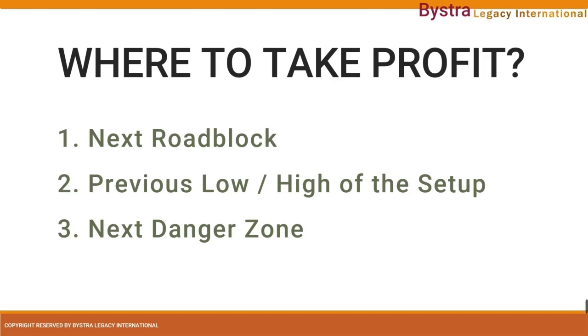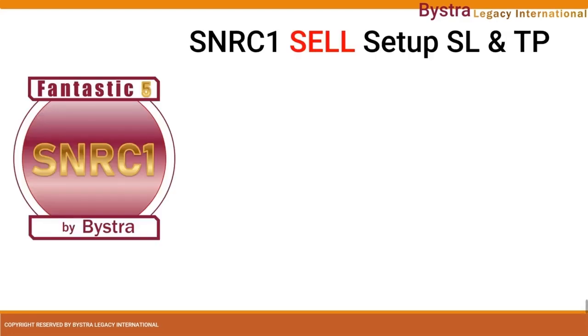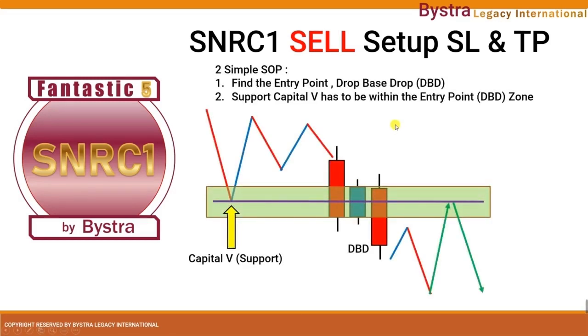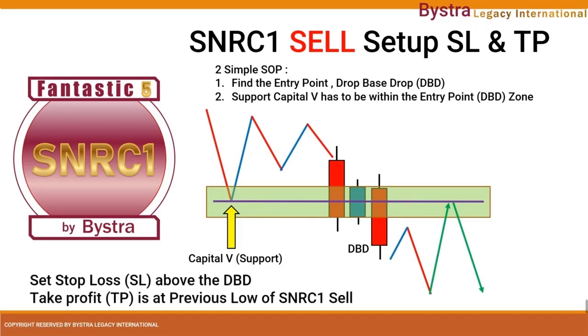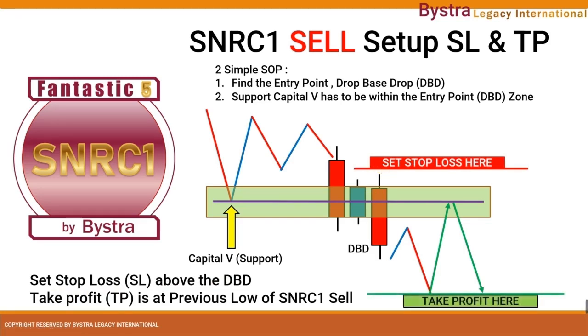So let's have a look at the example. Here is the SNRC1 sell setup. How do we set our SL and TP? This is the SOP for our SNRC1 sell setup. First of all, we must always set the stop loss above the drop base drop. So we set our stop loss above here, and our TP would be at the previous low of the SNRC1. The previous low would be here, the support in this area, and we set the stop loss above our drop base drop area.